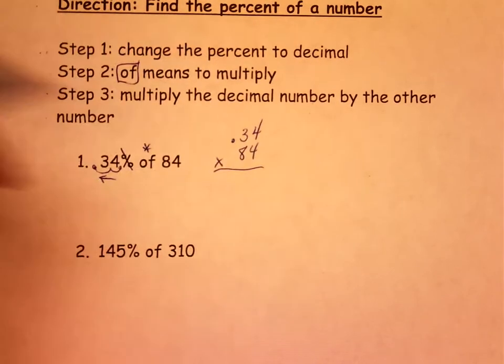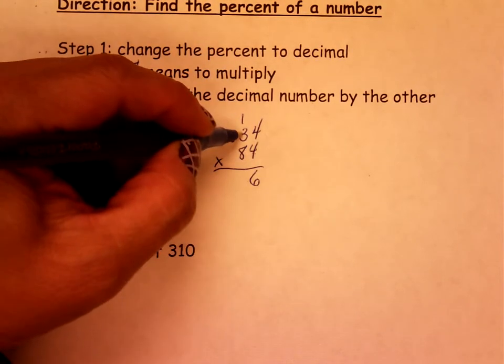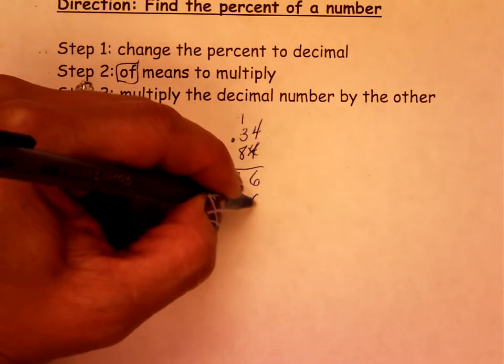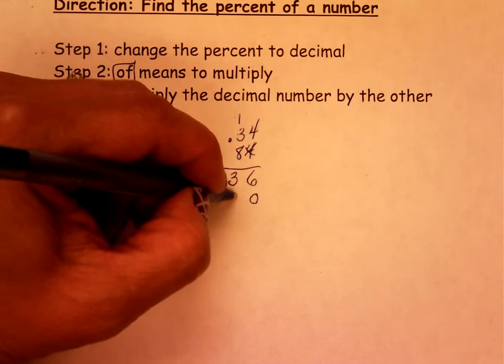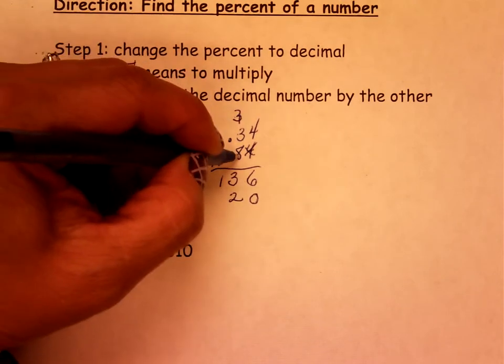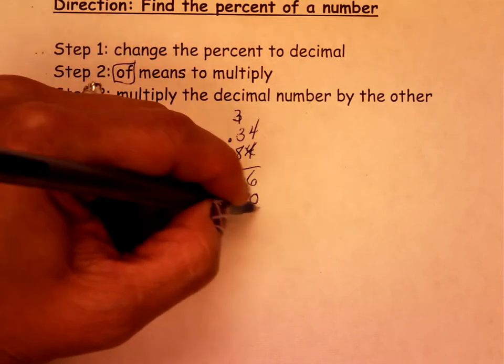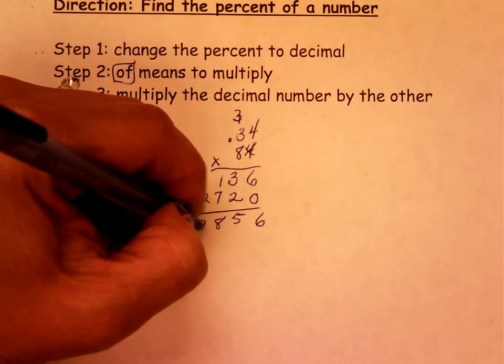So multiply. 4 times 4 is 16. Carry the 1. 4 times 3 is 12, plus 1 more is 13. Cross out the 4 and you put a 0. Now multiply. 8 times 4 is 32. Carry the 3. 8 times 3 is 24, plus 3 more is 27. Add, and you get a 6, 5, 8, and 2.